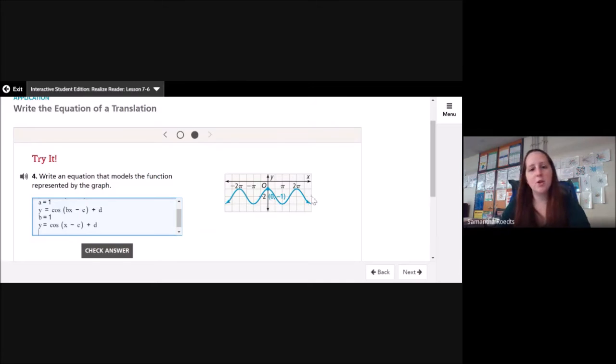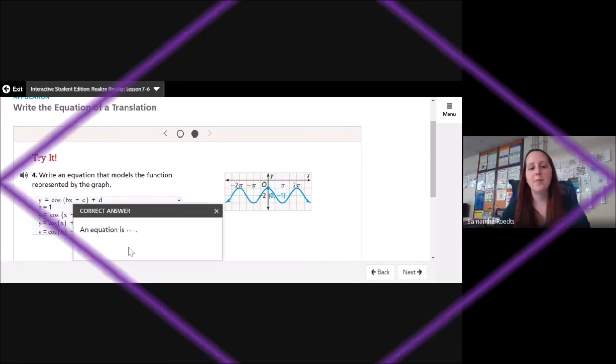There's no horizontal shift, nothing's moved left or right, so c equals 0 as well. So y equals cosine x, plus d. But my midline has moved down to -2, so I have a vertical shift of -2. So I have y equals cosine x minus 2. And you can put the x in parentheses or not in parentheses, it's up to you.